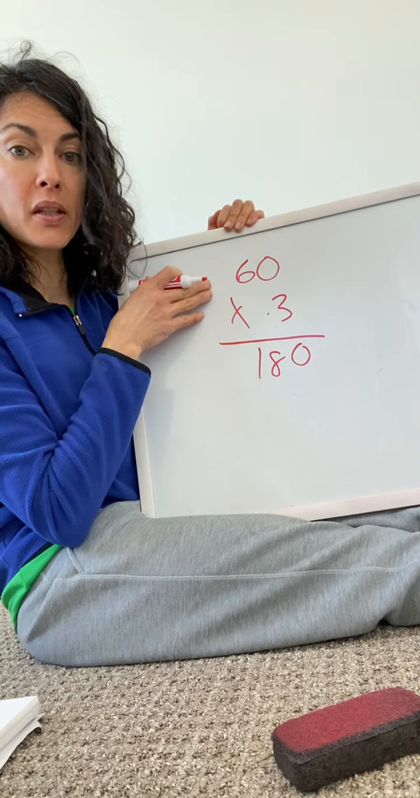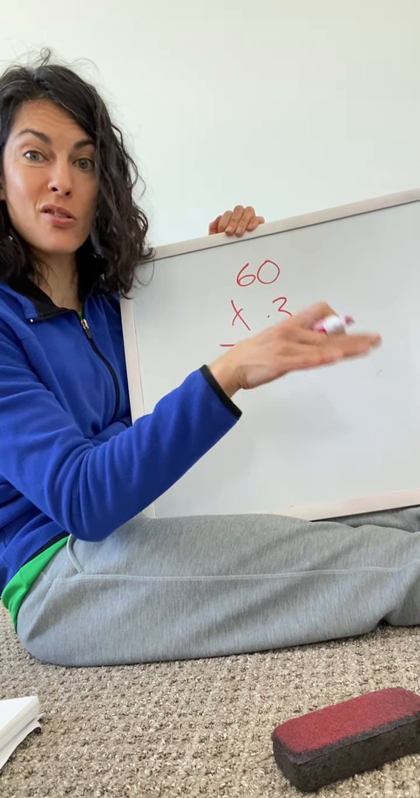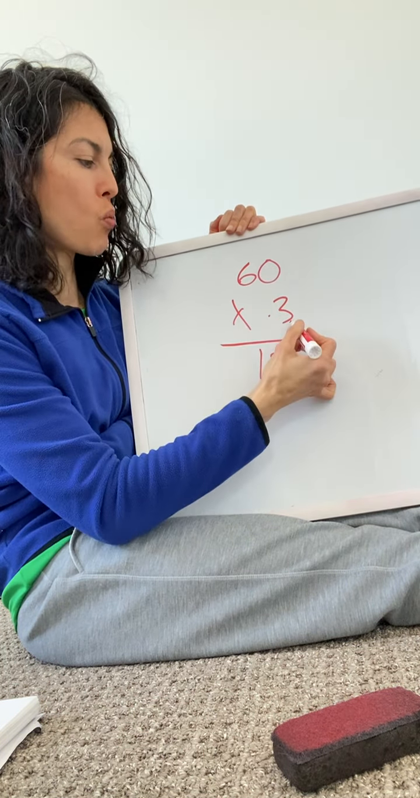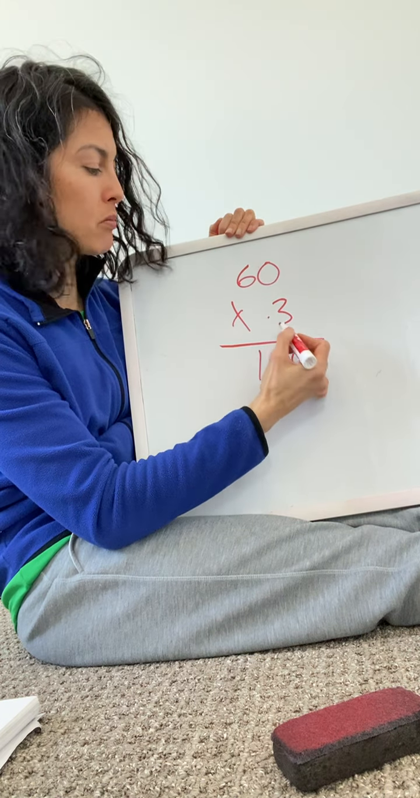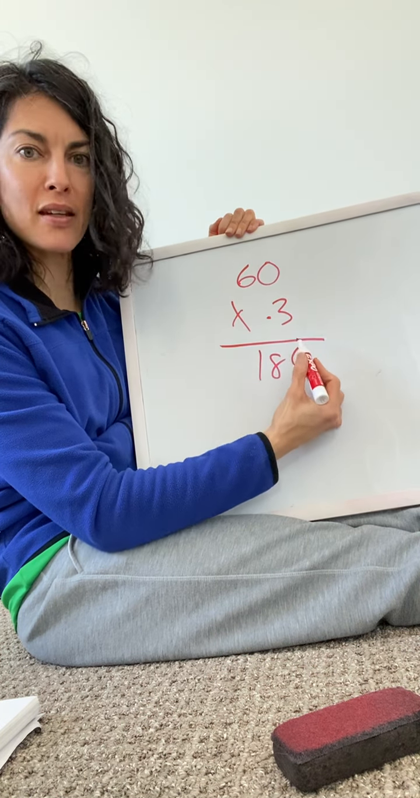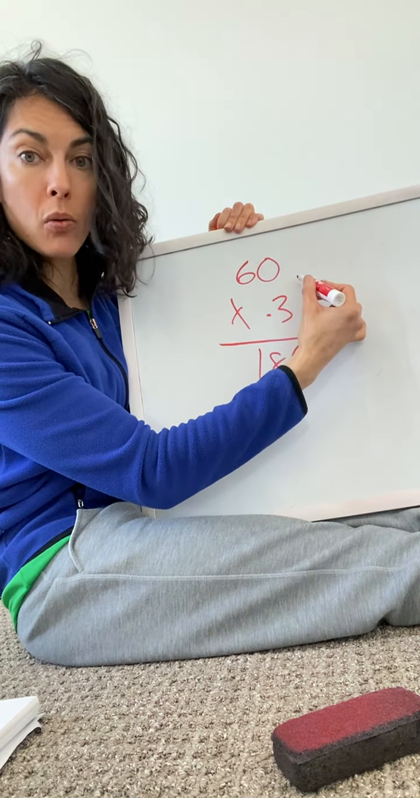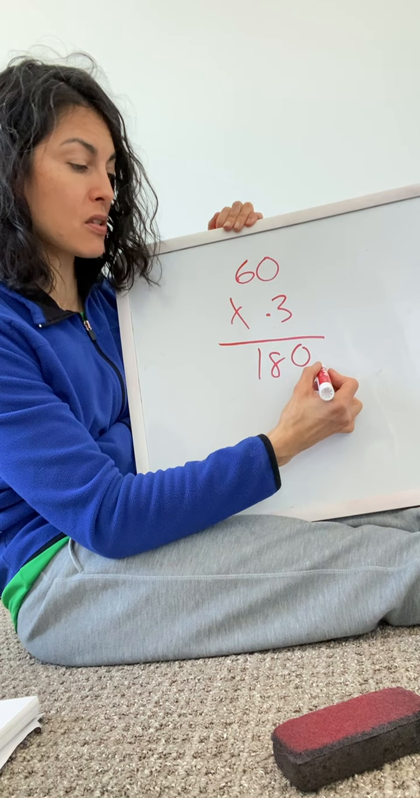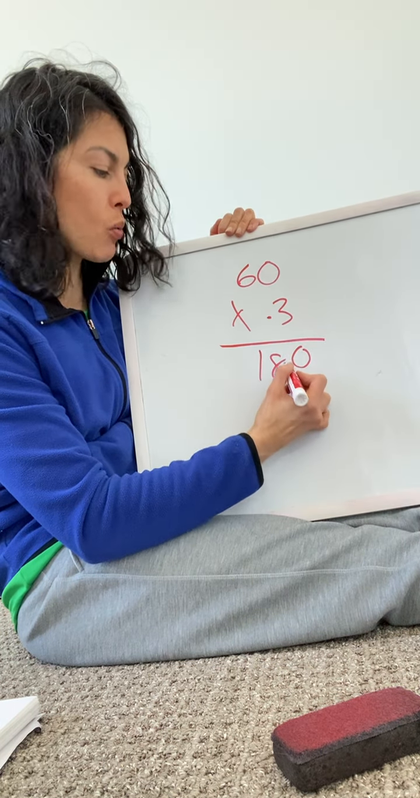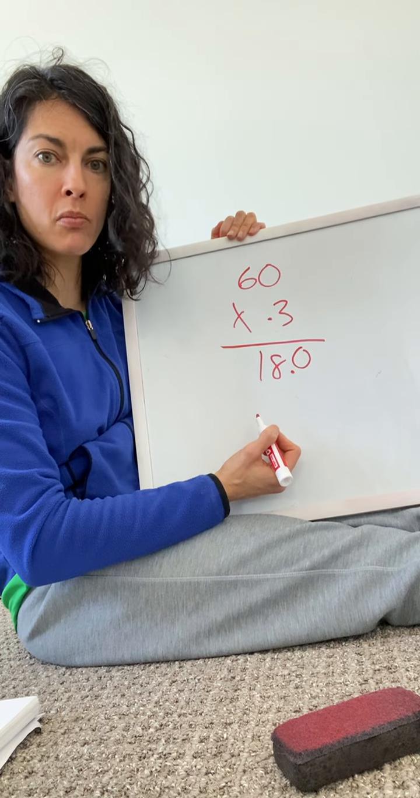In our multiplication problem, how many digits to the right of the decimal? 1 there on 0.3. There's my point. I don't know if you can see it. And 0 on 60. So we take our decimal from the very end and move it 1 in, 18.0.